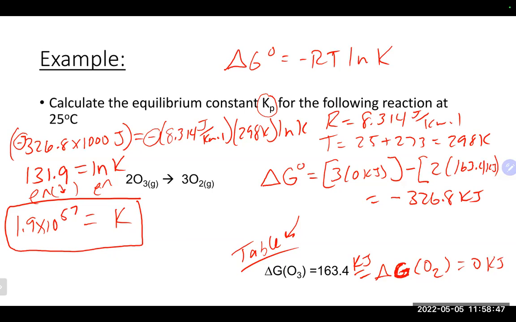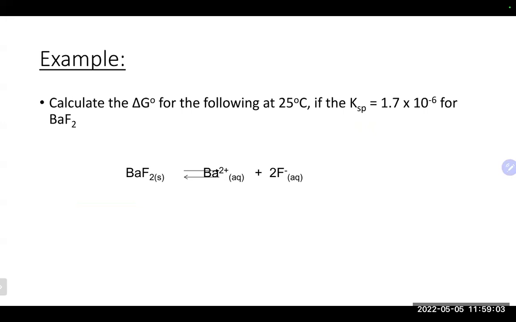Again, like I said, a couple places where people sort of mess up is unit-wise. They leave one in kilojoules and one in joules, and also the negatives is, again, a very common sort of error. Any questions on that one? All right, let's try another one here then. Calculate the delta G naught for the following at 25 degrees if the KSP is 1.7 times 10 to the minus 6.